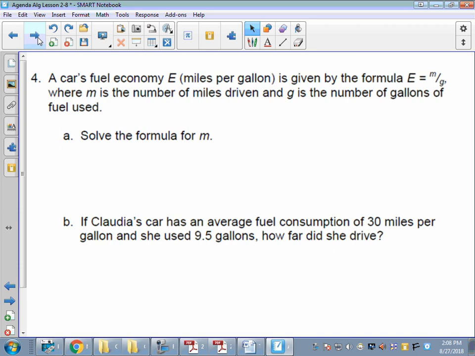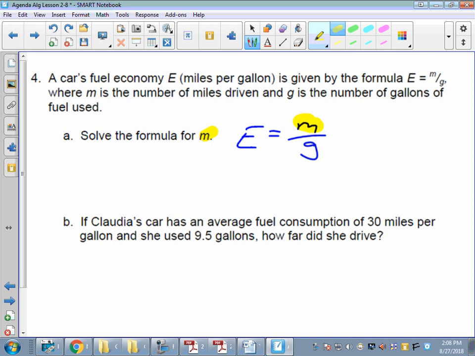So I'm just going to take that first initial formula and write it down. So I've got E equals m divided by g. Okay? And they're telling me they want me to solve for m. So here's the m up here. That's what I'm looking for. So E equals m over g.